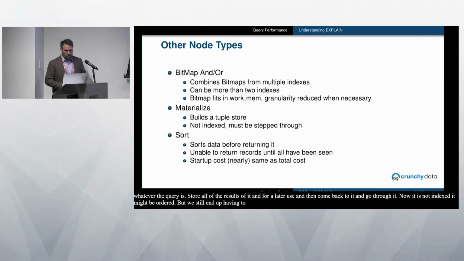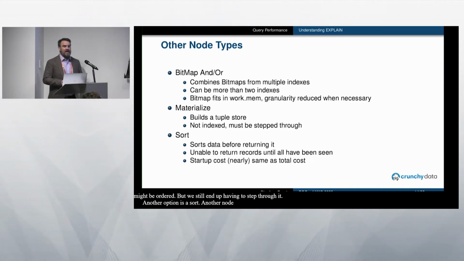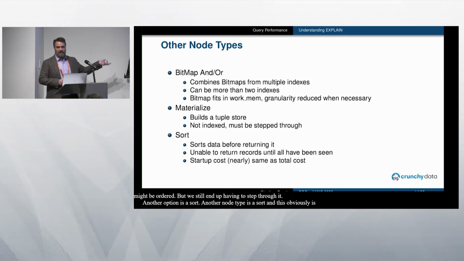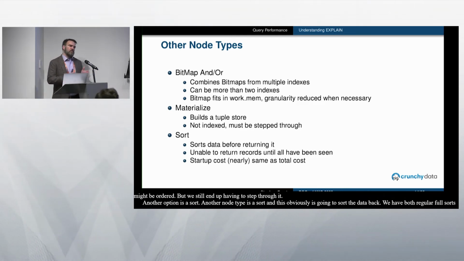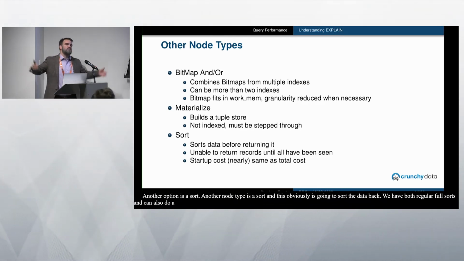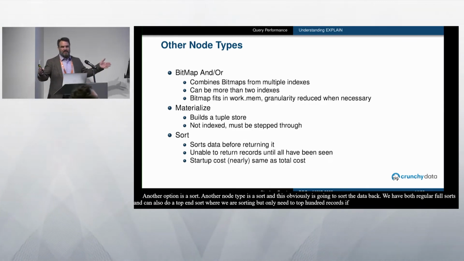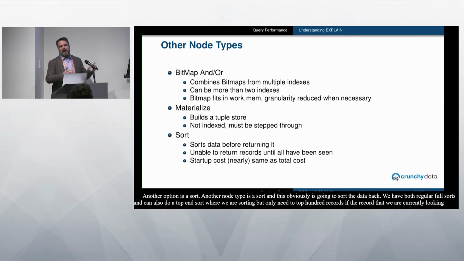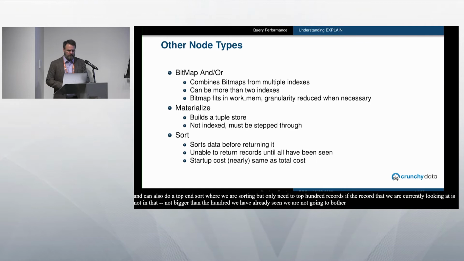Another node type is a sort. And this obviously is going to sort the data. We have both regular full sorts, and we can also do a top-N sort where we're sorting, but we know we only need the top 100 records. So if the record that we are currently looking at is not bigger than any of the 100 that we already have seen, we're not going to bother keeping that information. We're just going to throw it away and keep moving, right? So that's a top-N sort.